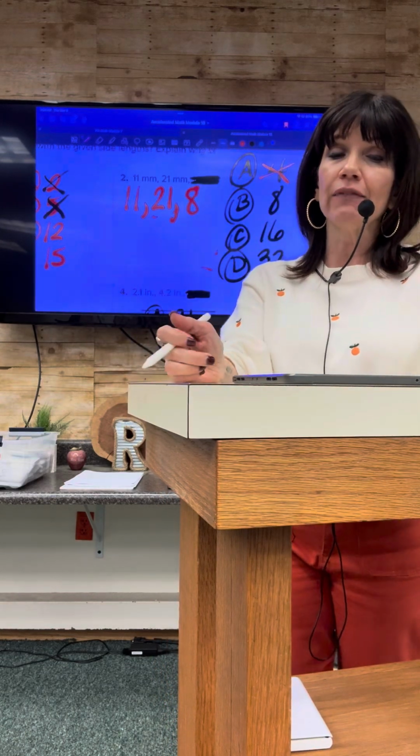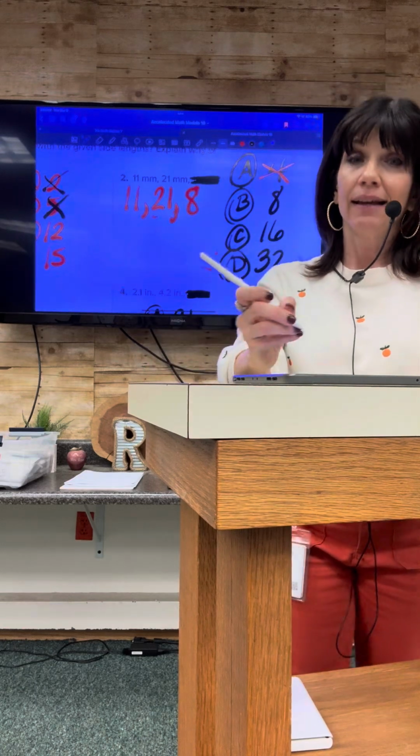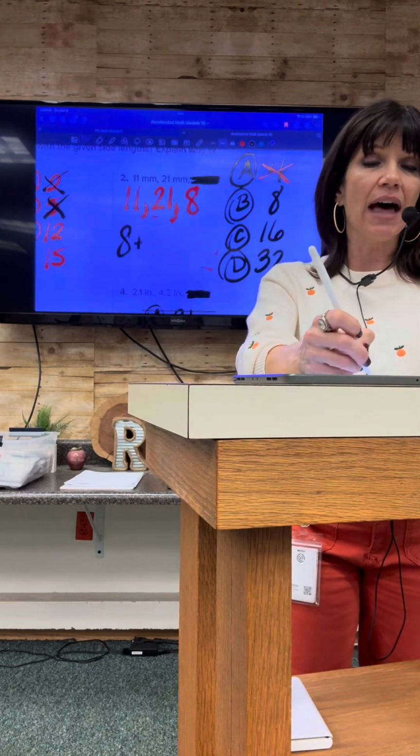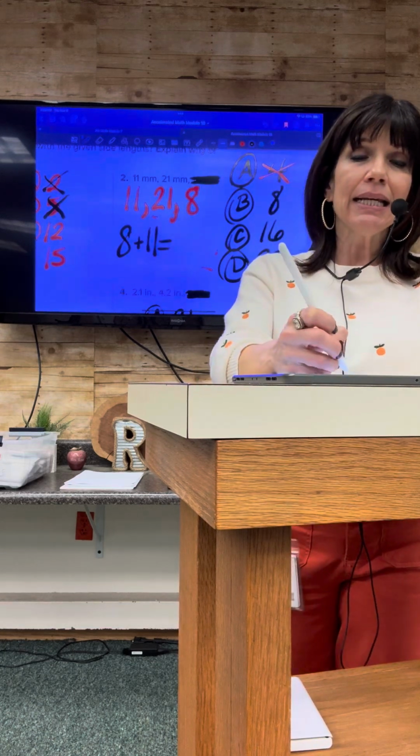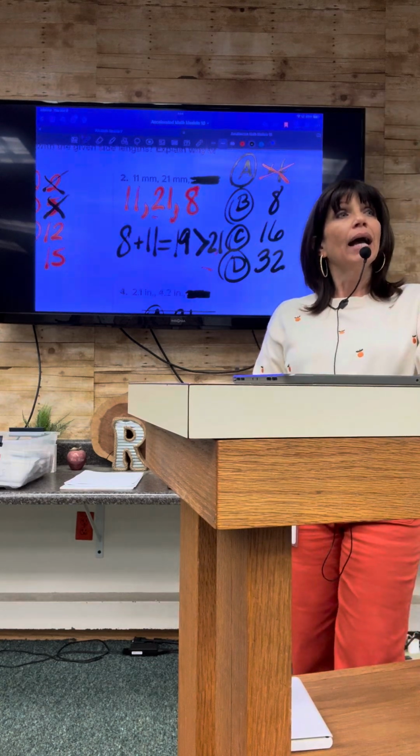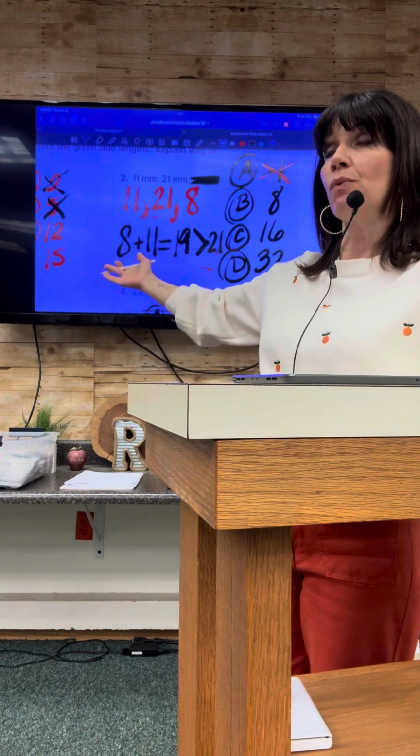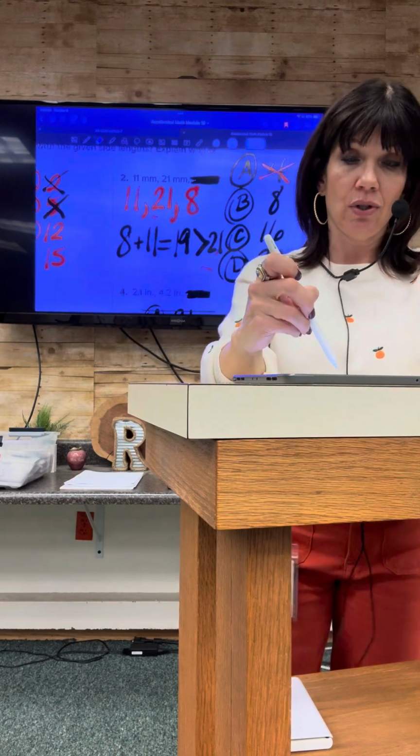So now I've got 11, 21, and 8. What two numbers am I adding? Say them, please. 8 plus 11. Love that. What does 8 plus 11 equal? 19. Is it true to say that 19 is greater than 21? No. And do you understand where I got 21? My largest number I had not yet used. All right, so we're not picking B.